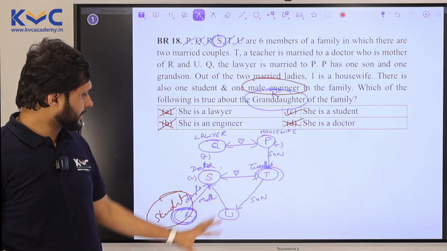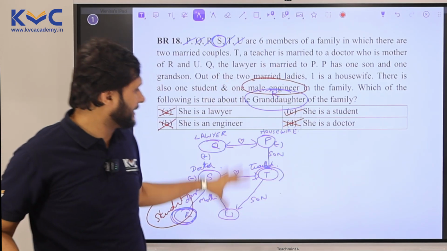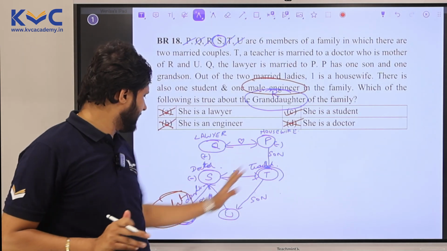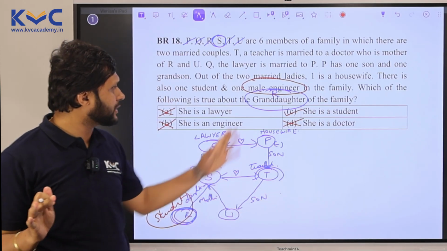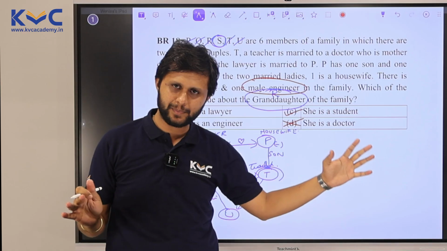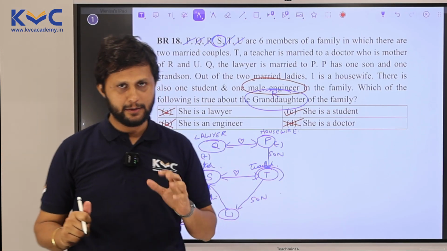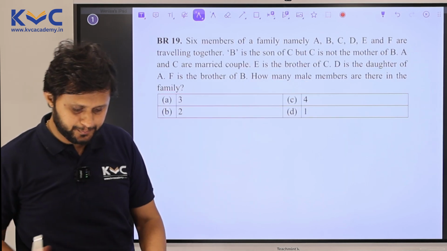So once you see this on the screen, just try to satisfy the conditions slowly, step by step. See if all the conditions are met. Again, I'm saying this R and U, I only assumed one to be son, one to be daughter. It can be the other way around, because ultimately they are only asking you about the granddaughter of the family. So your answer will still remain the same even if you interchange them. Fine. So that's question number 18. We'll move on to question number 19 now.